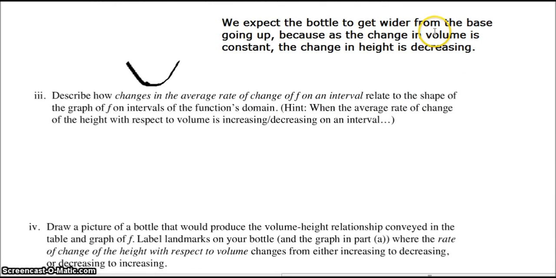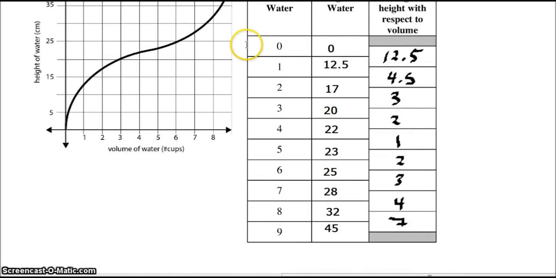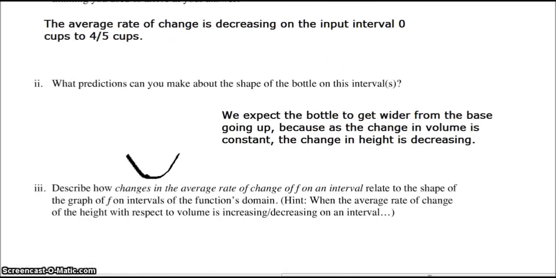Describe how the changes in the average rate of change of f on an interval relate to the shape of the graph of f on intervals of the function's domain. Hint: when the average rate of change of the height with respect to the volume is increasing, decreasing on an interval, relate to the shape of the graph. To me, when the average rate of change is decreasing, your steepness starts to decrease, but when it's increasing, your steepness starts to increase. Let's see what the book's answer is.